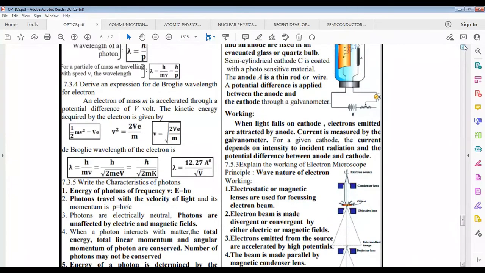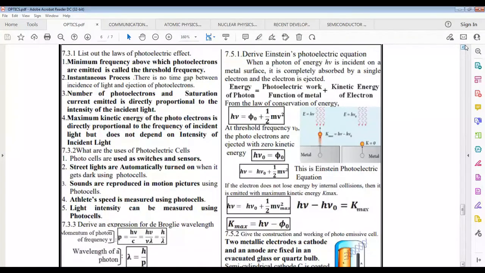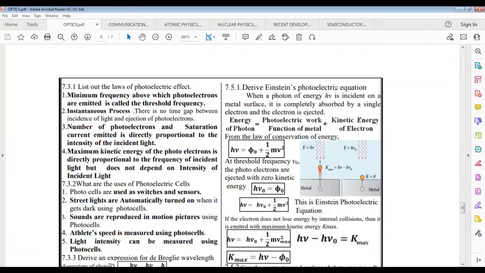One more question. Derive the Einstein photoelectric equation. This is a very, very important question. This is a 5-mark question, the most expected 5-mark question. See this diagram.